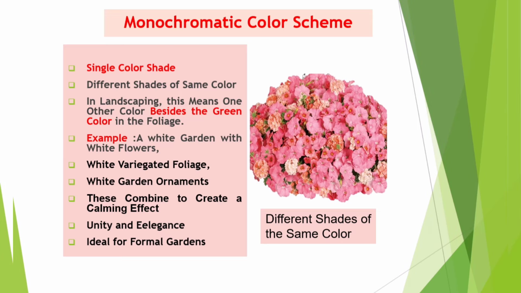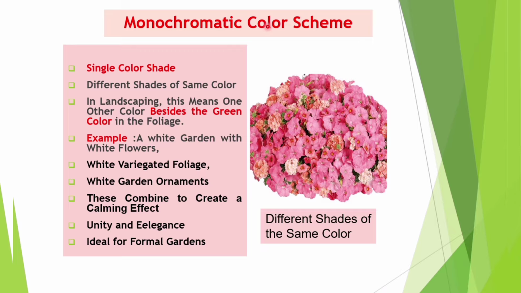The next key scheme is called the monochromatic color scheme. Monochromatic, as you know, is basically a single color. There is only one color and its different shades. In landscape, this means one color besides the foliage. Suppose a white garden, or you have white variegated foliage, and white garden ornaments. This is one color in different shades, and it gives unity and elegance, and gives time and prominence. And this color scheme is mostly ideal for gardens.